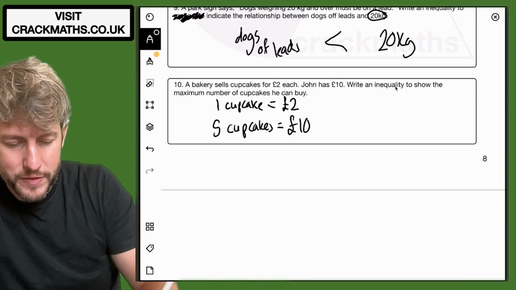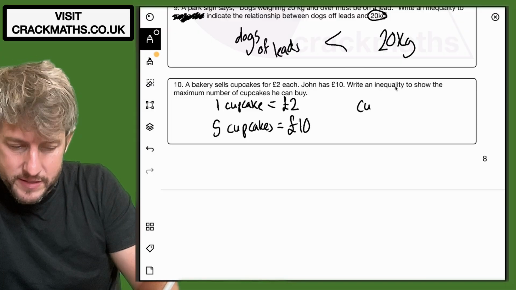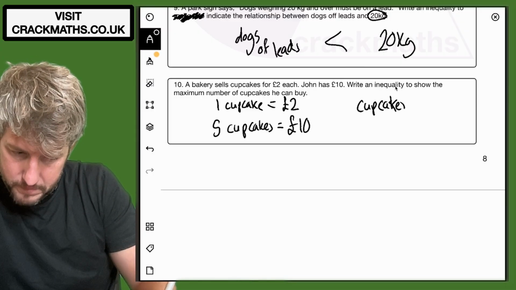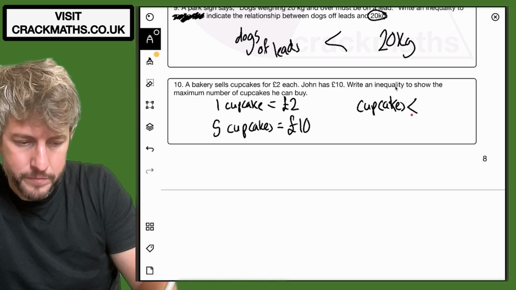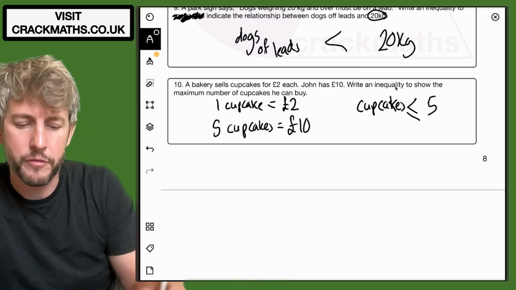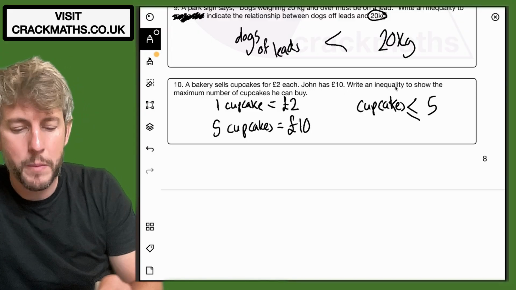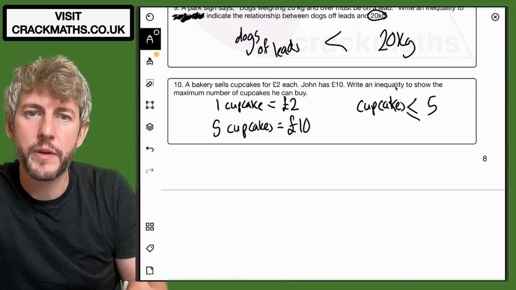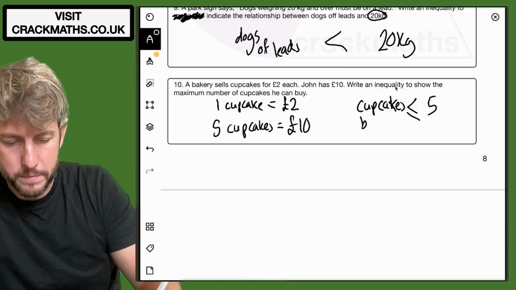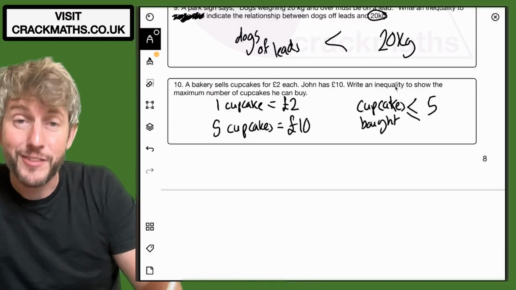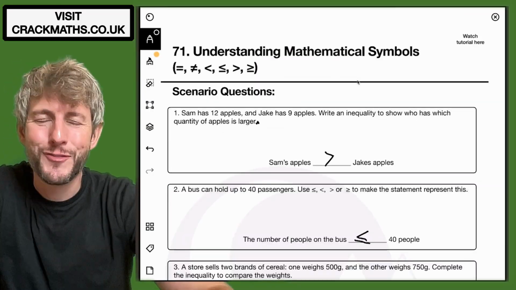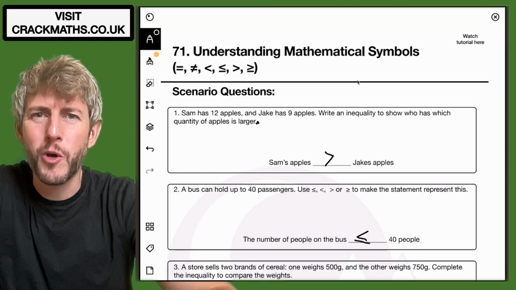So what we've got to think about here is the cupcakes must be less than or equal to 5. Write an inequality to show the maximum number of cupcakes he can buy. There we go. Cupcakes bought is less than or equal to 5. Right, and that concludes the answers to topic 71.